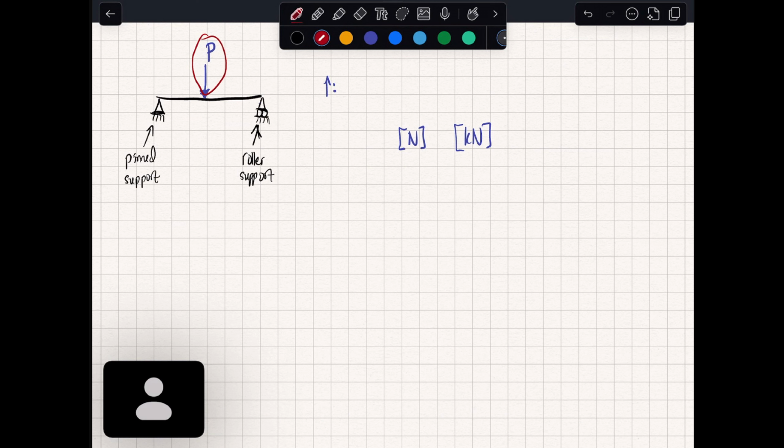Clockwise or counterclockwise doesn't matter. This is clockwise, and this is counterclockwise. It doesn't really matter what to choose as positive or negative, as long as you're consistent and you use that same definition for all moments and all forces. And there are three main types of external forces that we usually consider.